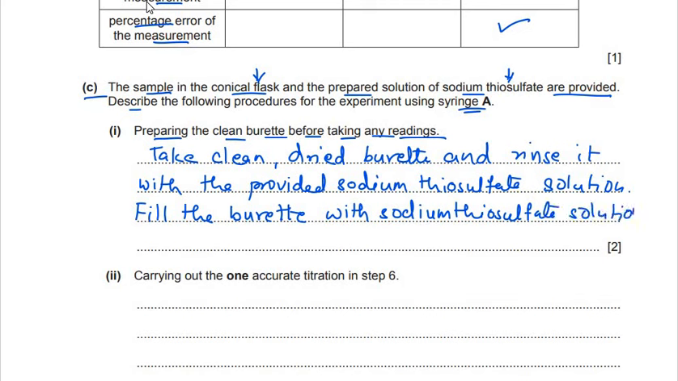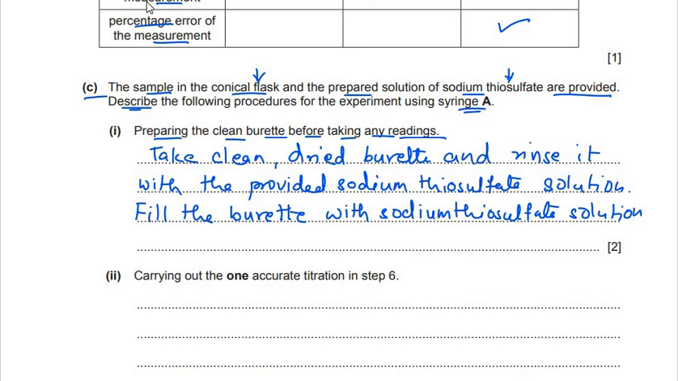So what are we doing here? The procedure, it says describe. So we need to describe all the steps. So first step is that we have already taken the cleaned dry burette and we are rinsing it with the sodium thiosulfate solution. Why? Because if it has some other particles, dust particles or say water vapor or water droplets, it should be rinsed off by the sodium thiosulfate solution, only because the concentration of the sodium thiosulfate should not change because of the presence of other particles. So we rinse the burette with the same solution which we are going to fill in, and then fill the burette.